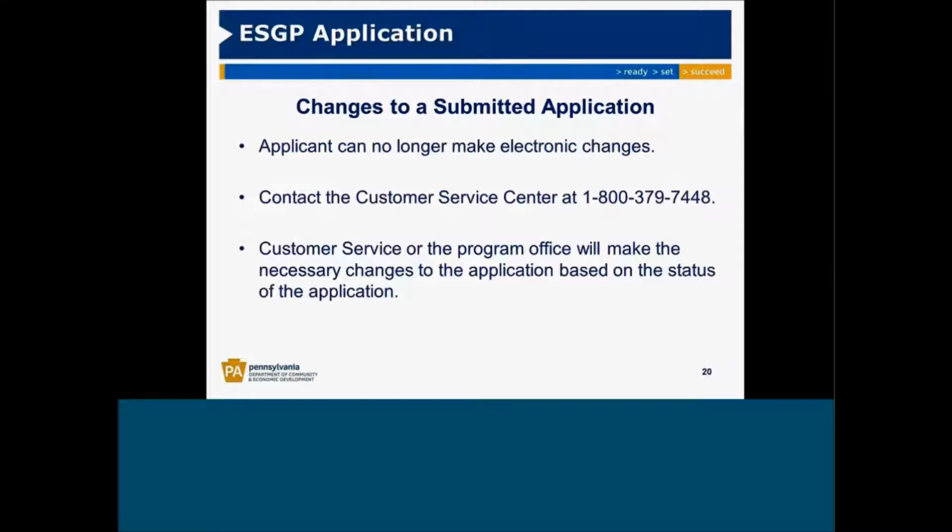Once you submit the application, you won't be permitted to make any changes electronically. You'd have to contact our customer service center. Again, the number is 1-800-379-7448, and the customer service office will make any of the changes to the application that you may need.